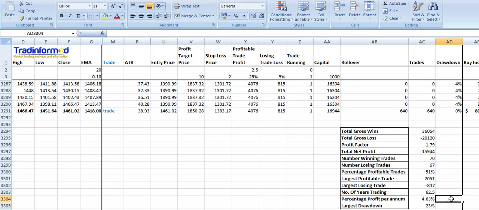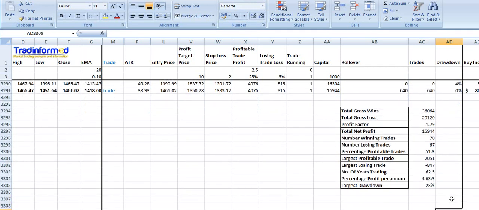You just want to focus on one of these metrics here. Percentage profit per annum. If you looked at the previous video when we looked at the percentage profit per annum of the buy and hold strategy for the S&P 500 over the same time period, we saw that it was somewhere over 7%. So we can see that this trading strategy does not return as much per annum as just buying and holding the index would have done.